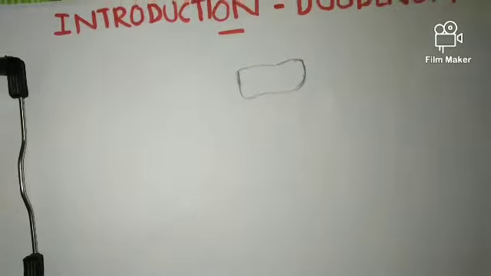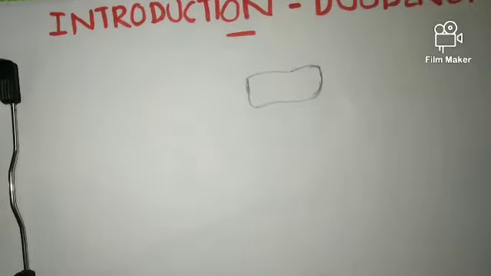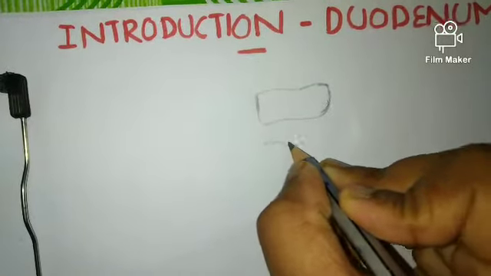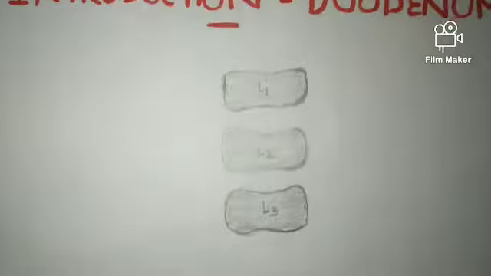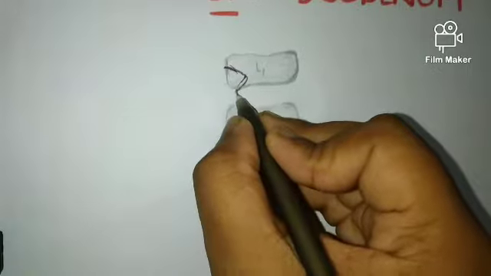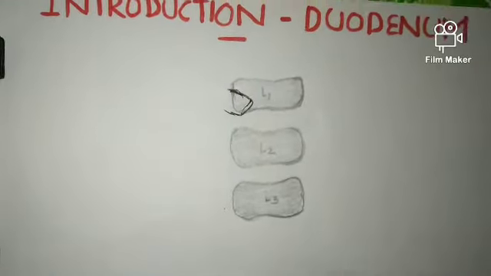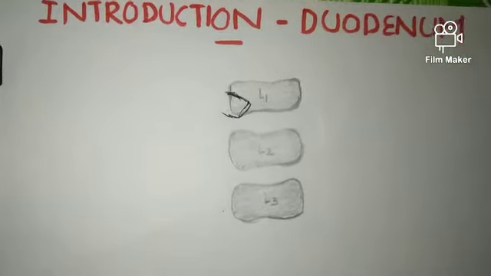What is the duodenum? The duodenum is the first, shortest, widest and most fixed part of the small intestine. So I am drawing the three vertebrae. The first part of the small intestine, the duodenum, extends from the pylorus. I am drawing the first part. The duodenum has four parts: first, second, third and fourth. Its position and its relations are very important.